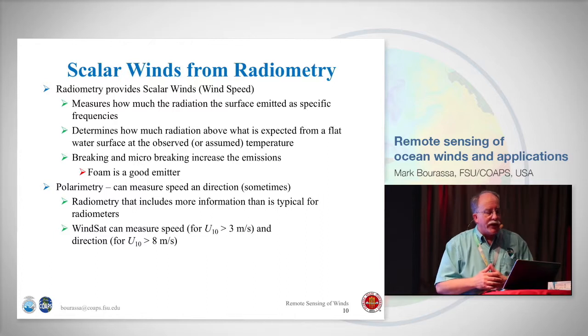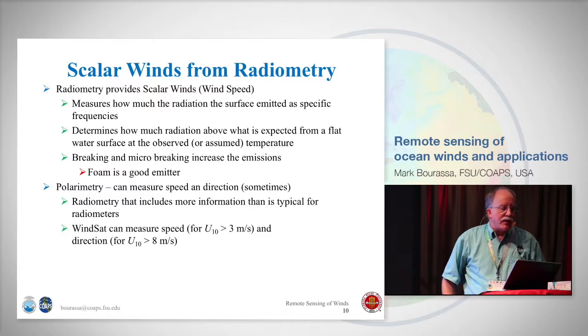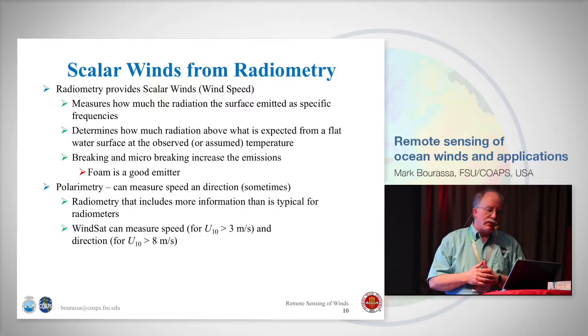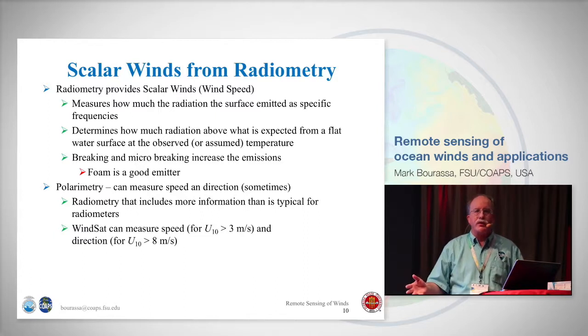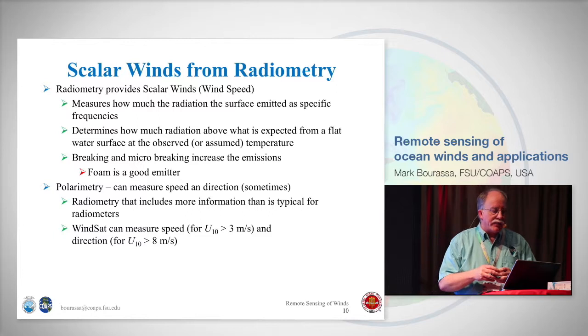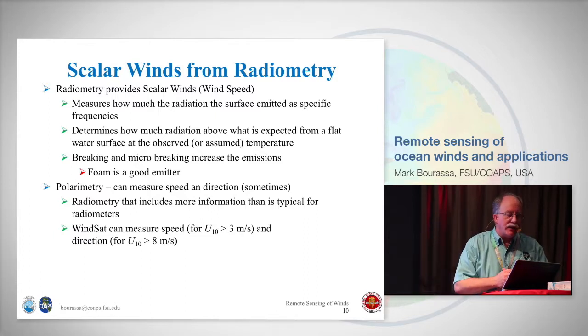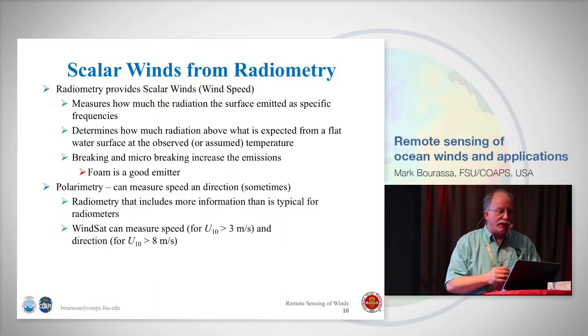So I'll talk about different ways of measuring these winds. They're all intercalibrated to equivalent neutral winds, so it's convenient once you get it. But they're measured in very different ways. Radiometry gives you scalar winds, or speed. What it does is measure how much energy is being emitted from the surface, and that's a function of the temperature of the surface primarily, and then the roughness and the whitecapping on that surface. So the more whitecapping there is, the better emitter it is, and that happens at higher wind speeds. So it can be used to measure wind speed. And it's pretty good down to about 3 meters per second.